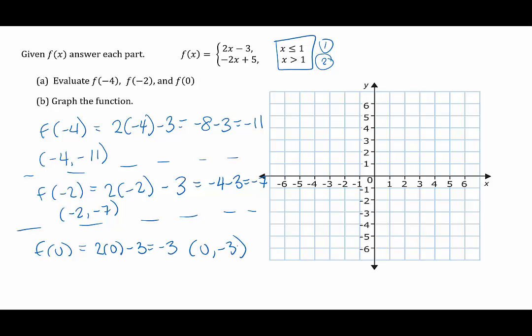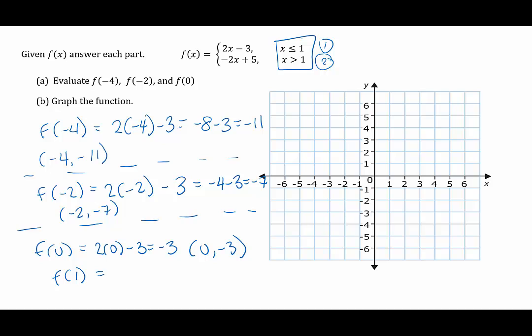We could graph these three. So these 3 points all belong to the same piece. They all belong to that top piece. But what is a crucial point that I need from both pieces? The endpoint. So the one I need is 1. I'm going to go ahead and plug in 1.